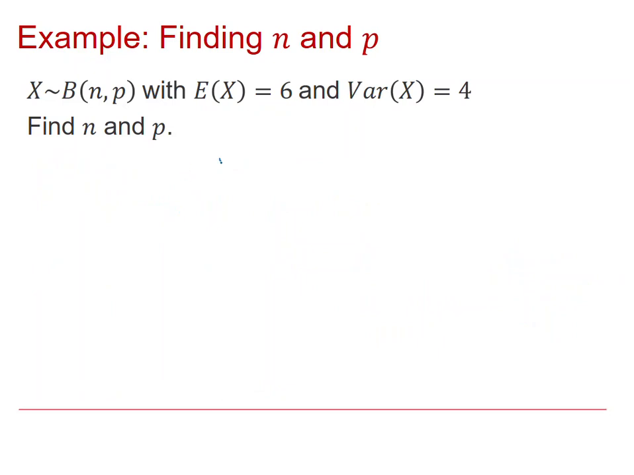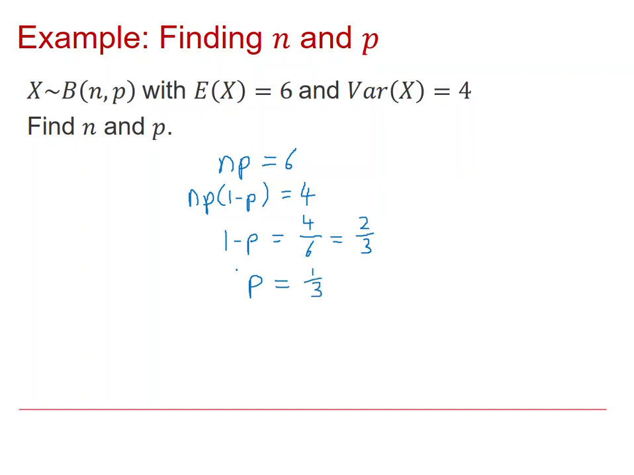So we know that the mean, np, is equal to 6, and the variance, np times 1 minus p, is equal to 4. And we can solve this simultaneously to find n and p. The easiest way to do this is to divide the variance by the mean. This will leave you with 1 minus p is equal to 4 over 6, or 2/3. So we get that p is equal to 1/3, and then substituting that back into the mean will give us that n is equal to 18.